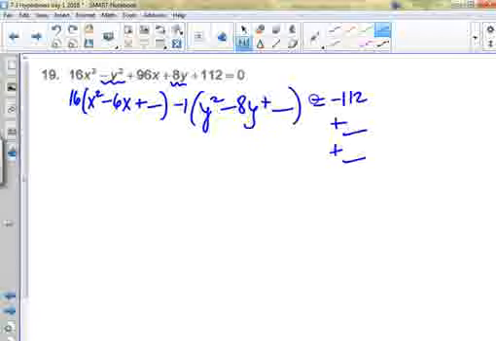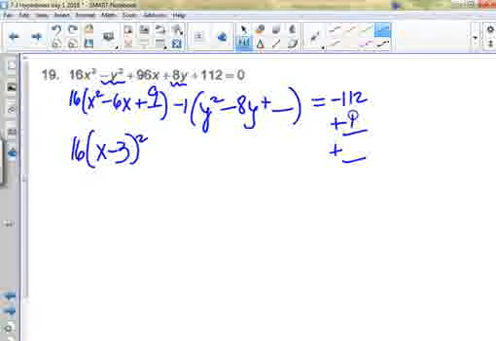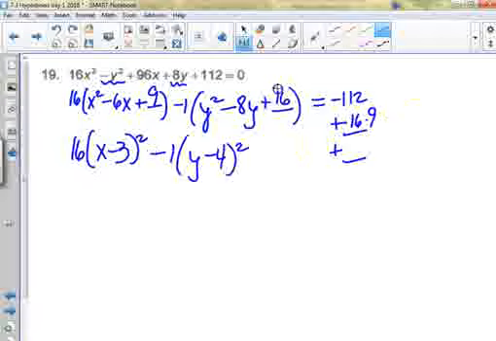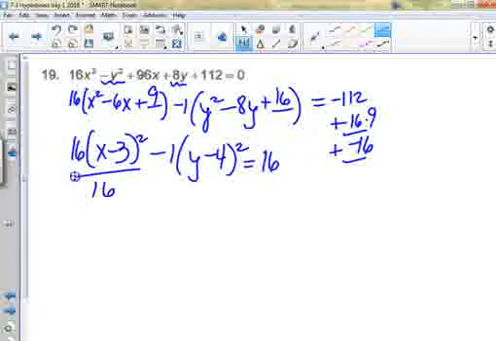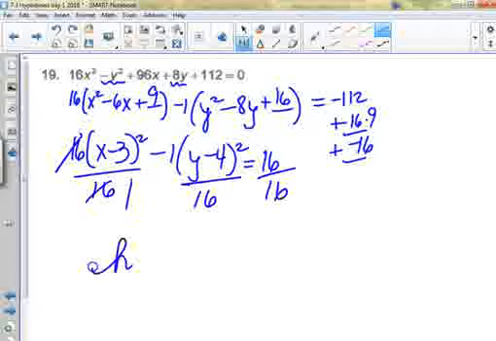Okay. Going quick. This is x minus 3 squared. 16 times 9, somebody? Or here, just do this whole side for me. Minus 1, y minus 4 squared is 16, minus 16. 144 minus 128 is 16. So then if we divide everything by 16, okay, you get a hyperbola.